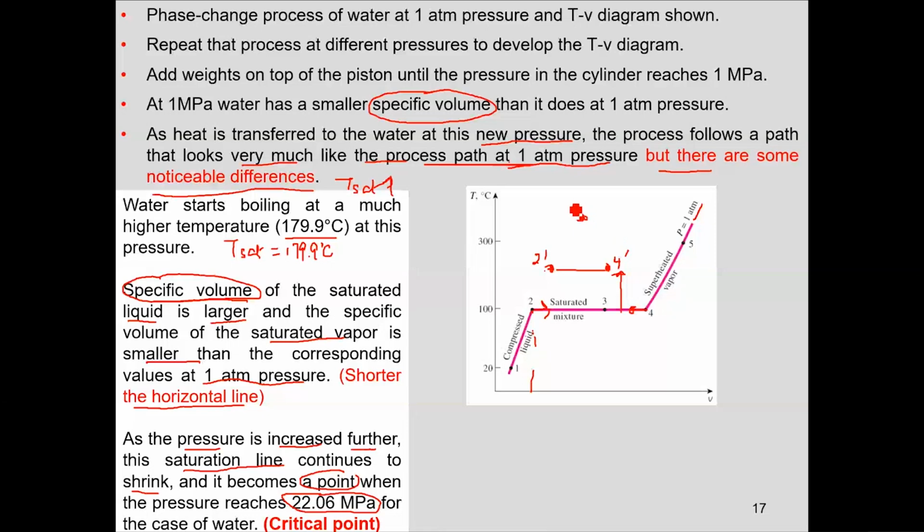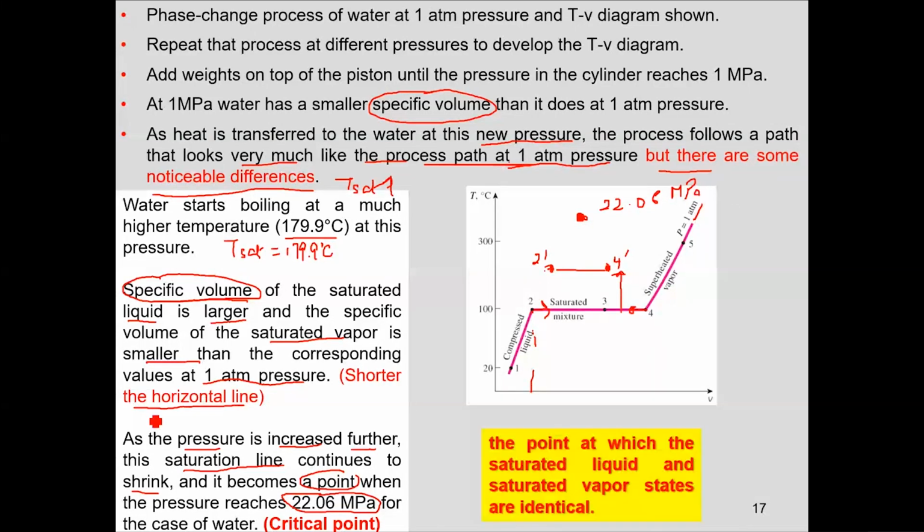That means the point would come and meet at one point for the pressure which is 22.06 megapascal, and this pressure is known as the critical point. So when the saturated liquid and saturated vapor states become identical, they are known as the critical point, and at that point you will not have any distinction between the compressed liquid and superheated vapor in form of a mixed region. Clear enough? Yes. Yes, sir.